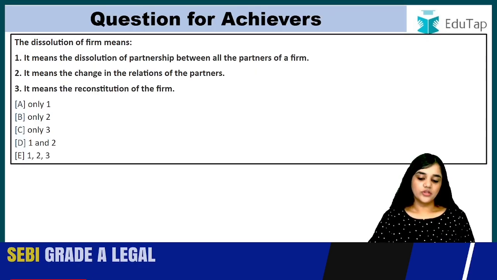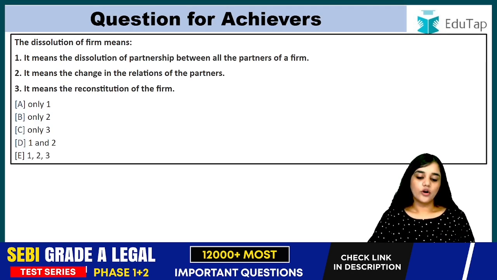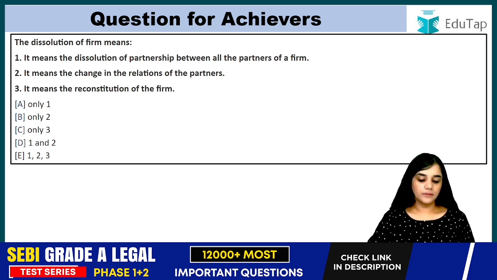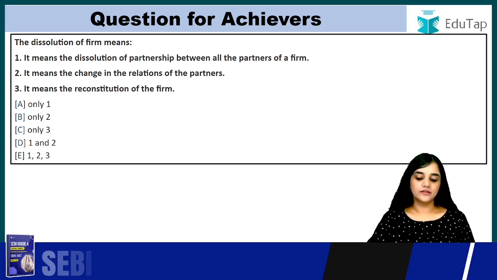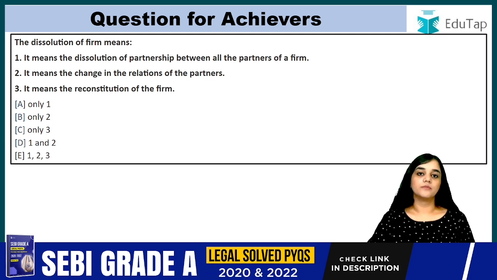Now a question for achievers. The dissolution of a firm means the dissolution of the partnership between all the partners of the firm, or it means the change in the relationship of the partners, or it means the reconstruction of the firm. So you have to comment the right answer below.